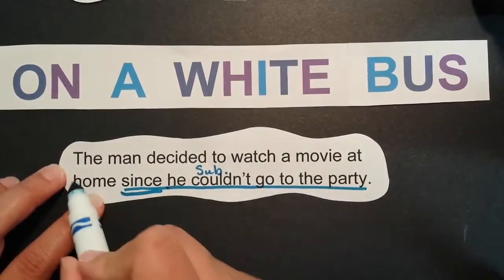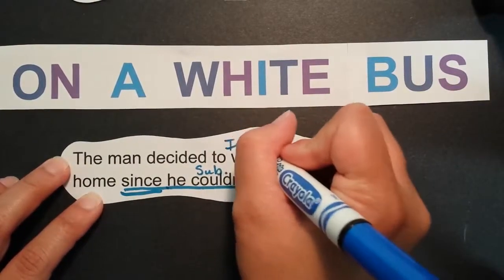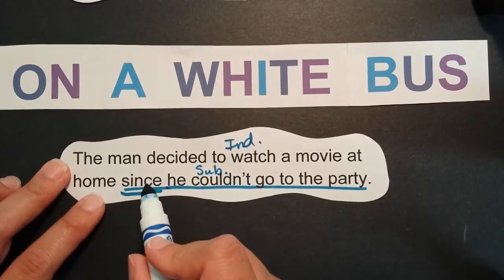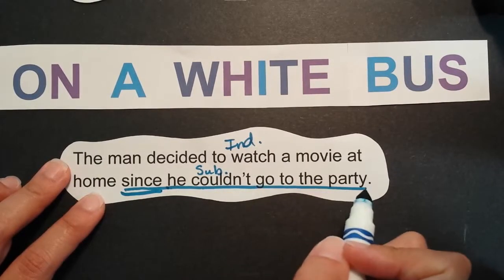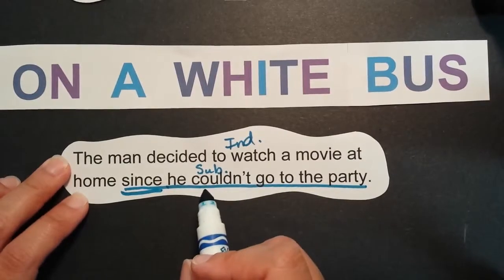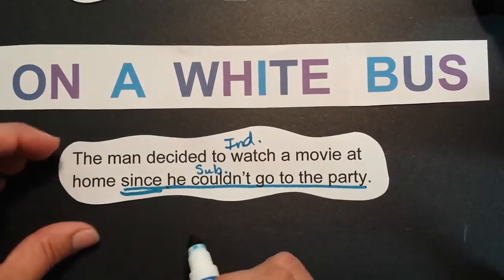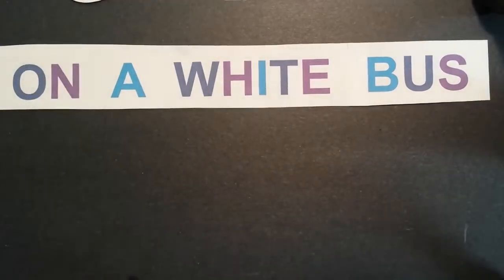And the man decided to watch a movie at home is an independent clause. I also could turn this around and say, since he couldn't go to the party, comma, the man decided to watch a movie at home. And that would be a dead giveaway that I have a subordinate clause and a subordinating conjunction.